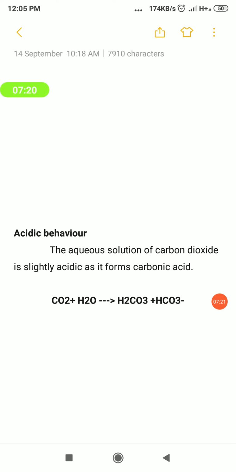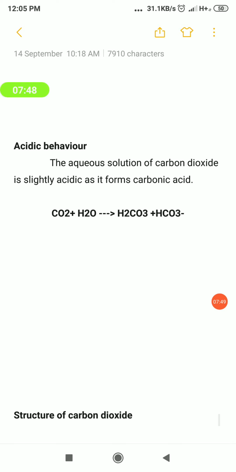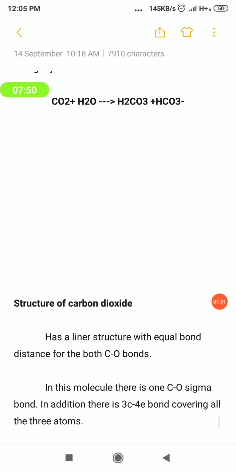The carbon dioxide is somewhat acidic in nature. It is shown by the reaction with water. When carbon dioxide is allowed to react with water, there will be a formation of carbonic acid. What's the formula for carbonic acid? H2CO3 is the formula for carbonic acid. So when CO2 reacts with H2O, the product will be carbonic acid, and this product formation shows that it is acidic in nature. Okay, so with this the chemical properties are over.